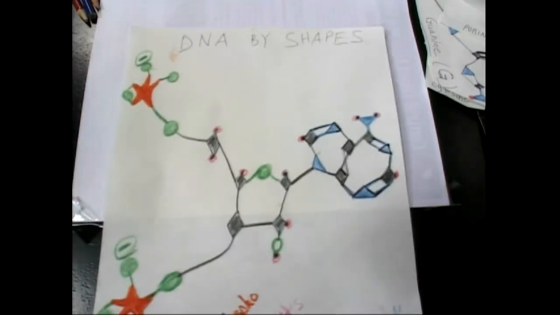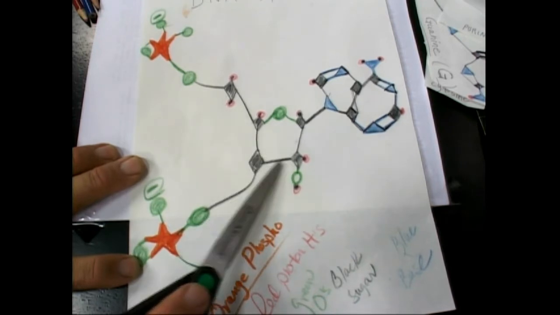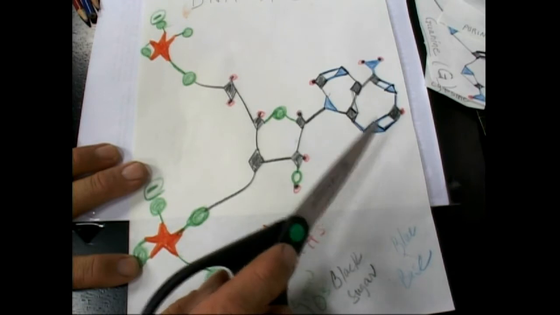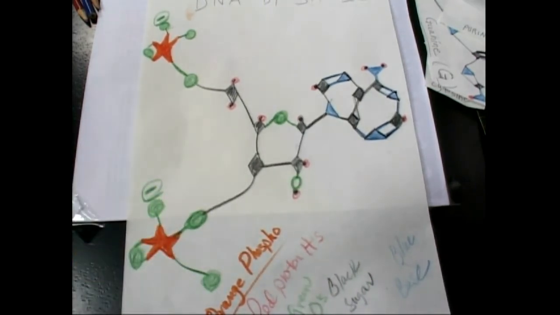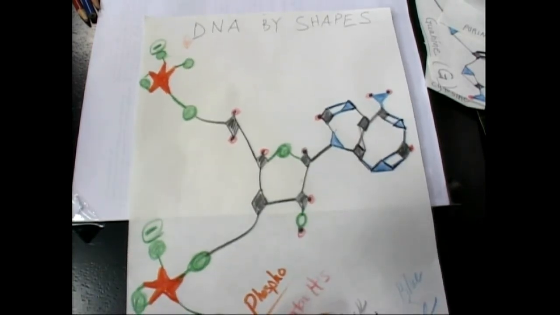Remember, this was the whole backbone. Isn't that cute? Stars to circles, to diamonds, to triangles. Anybody can learn this. DNA by shapes, we call it. DNA by shapes.